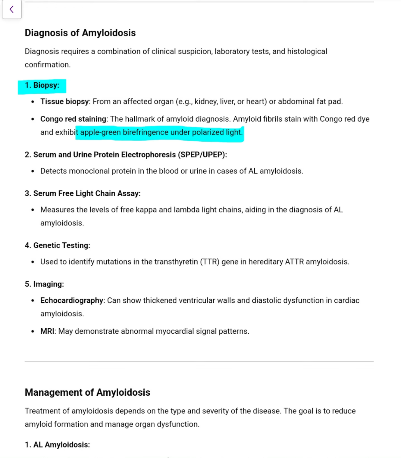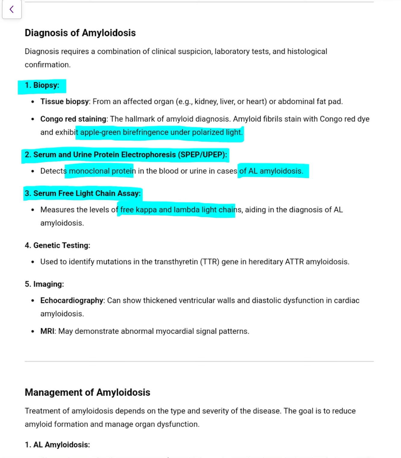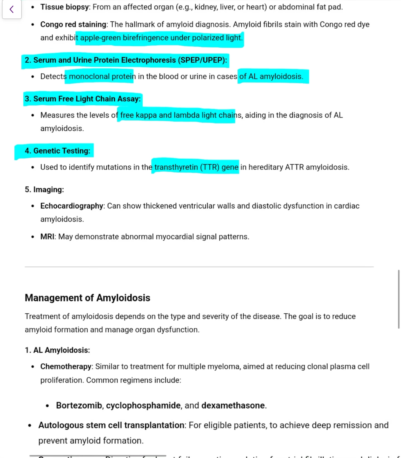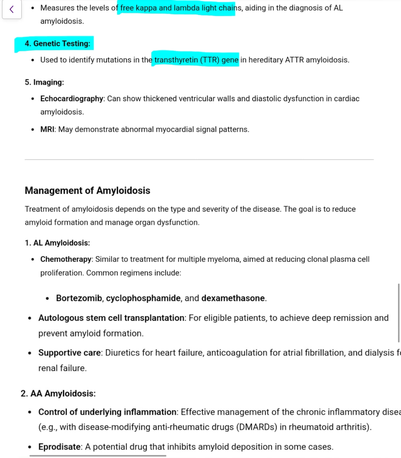One more test is serum and urine protein electrophoresis to see the monoclonal proteins in the blood and the urine in the cases of primary amyloidosis. Next is serum free light chain assays, like free kappa or lambda chain in the primary amyloidosis. Genetic testing for familial amyloidosis, that is transthyretin gene mutations, we have to see. Imaging like echocardiography and MRI to see any cardiac failure.